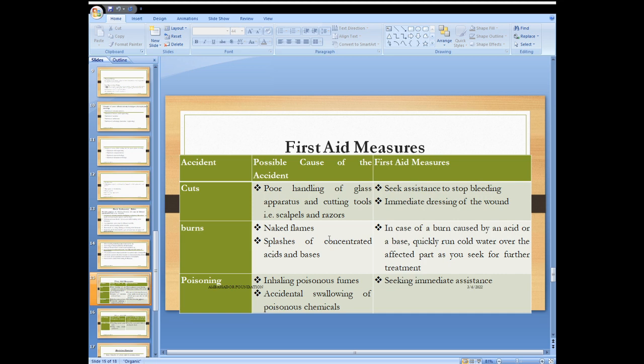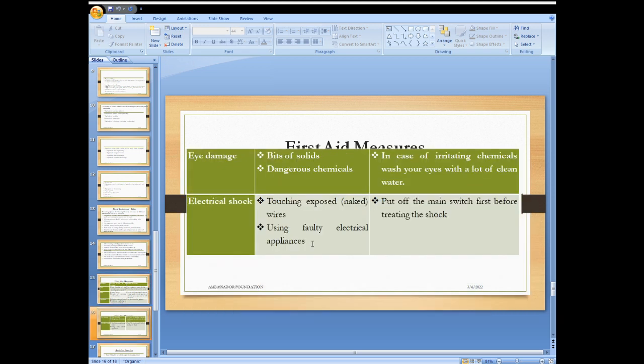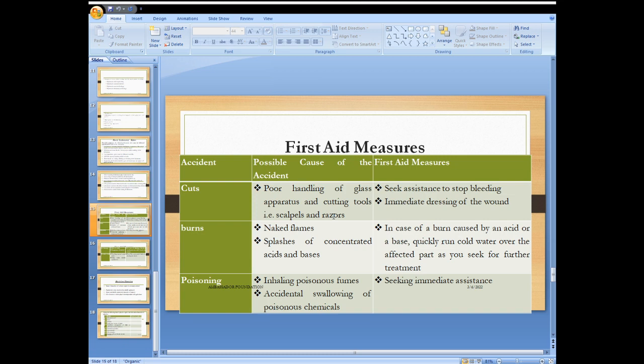Accidents occur in the lab, and we have to accept that. It always occurs. Even if we try to be very careful, sometimes they have to occur, and when they occur, we don't keep quiet. We have to address the issue. So we have some different types of accidents, for example, cuts, burns, poisoning, eye damage, and electrical shock. Anytime there's an accident, you should know what causes the accident and what you are supposed to do. That is now the first aid measure.